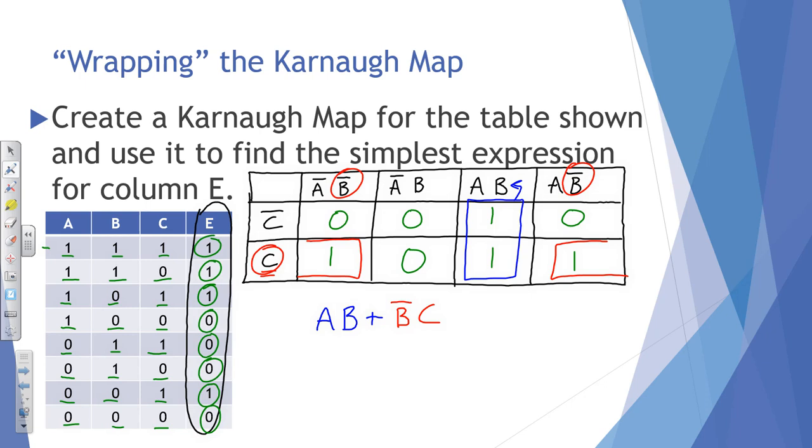And you're done. In order to get the results we want out of column E, the simplest way to do that, the simplest Boolean expression is AB plus not B, C. And we're done.